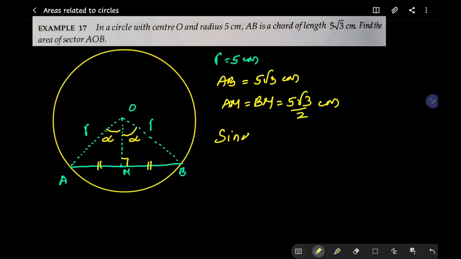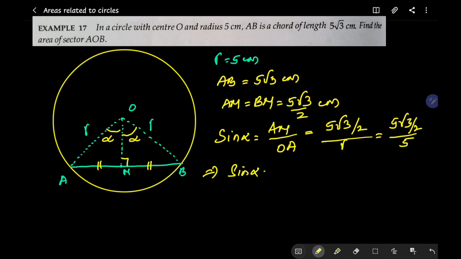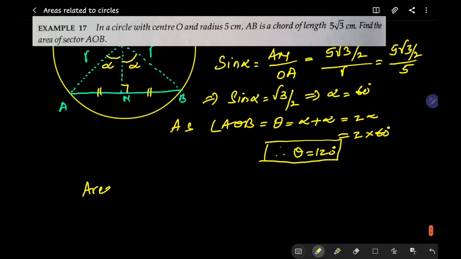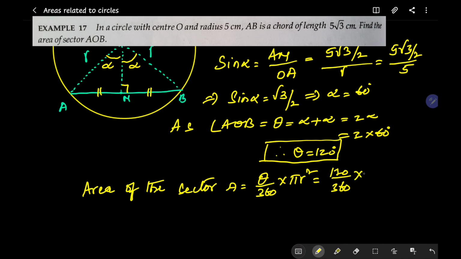Take the triangle AMO, and then sin alpha is equal to the ratio of AM to OA. Thus we get the alpha value as 60 degrees. As the central angle theta is a summation of two alphas, the theta value will be equal to 120 degrees. Now to find out the area of the sector, we have enough information about the radius and central angle. Apply the formula and make substitutions to get the area of the sector AOB.